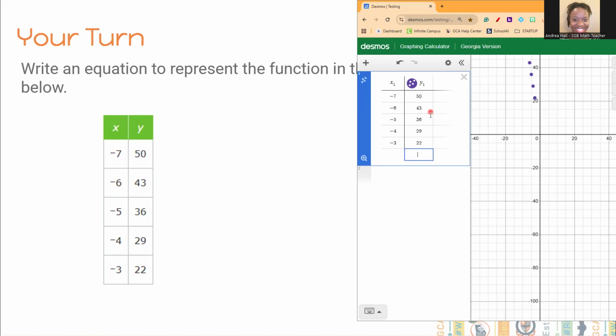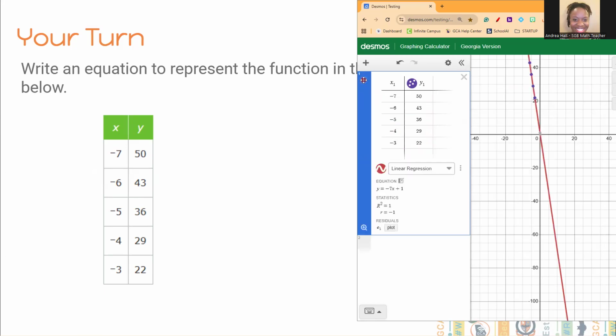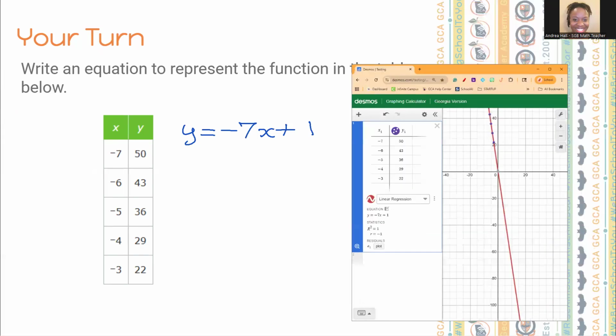Make sure to pay attention to user error. I'm going to hover over this add regression right here. And there's my equation. y equals -7x plus 1. There it is. The end. Now, for those of you who are like, I need to see you work this out. I need to see this by hand.